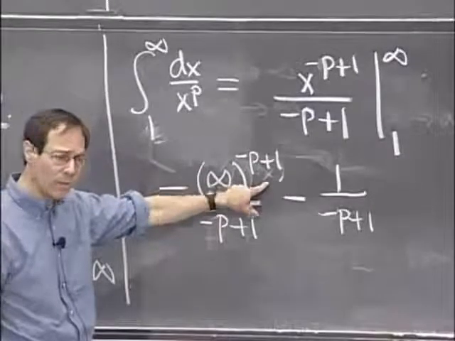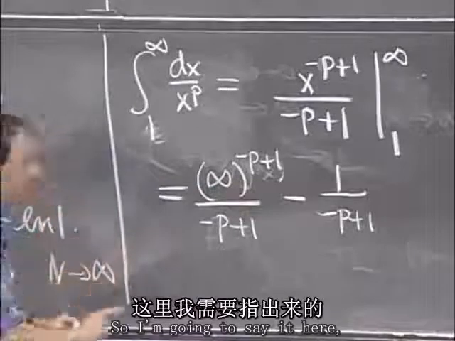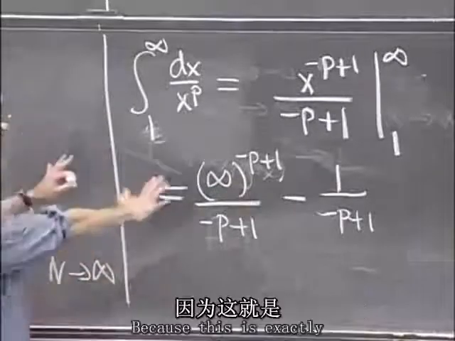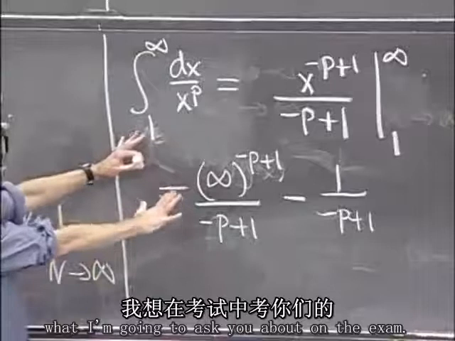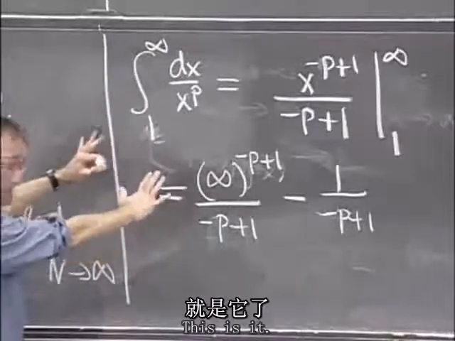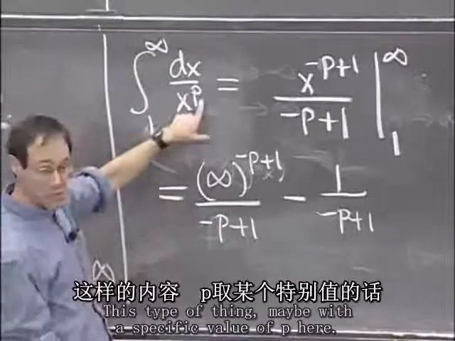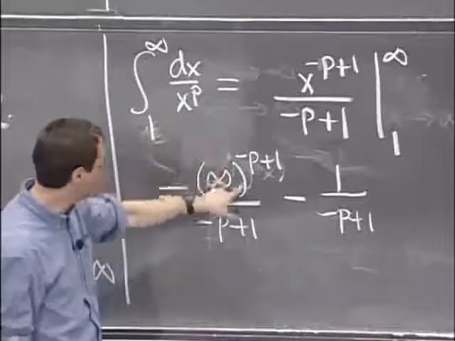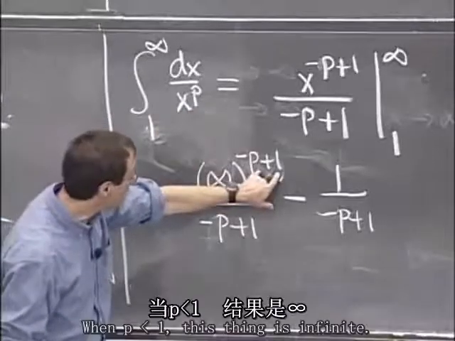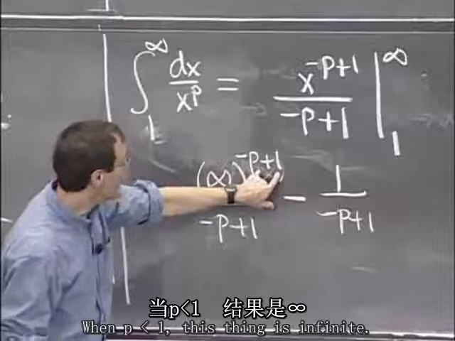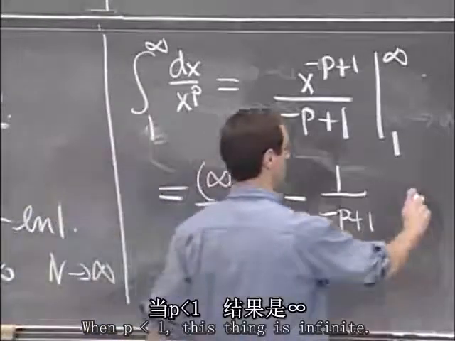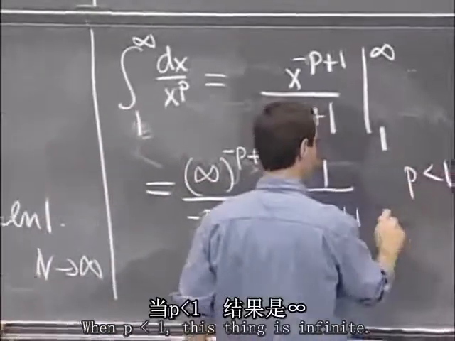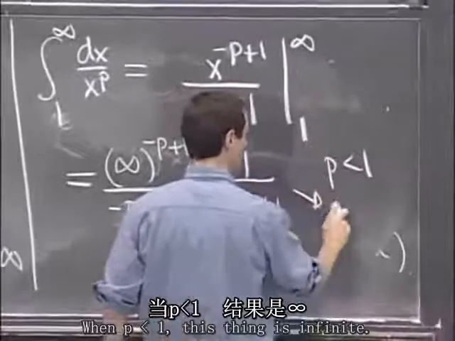All right? So I'm going to say it here, and you must check this at home, because this is exactly what I'm going to ask you about on the exam. This type of thing, maybe with a specific value of p here. When p is less than 1, this thing is infinite.